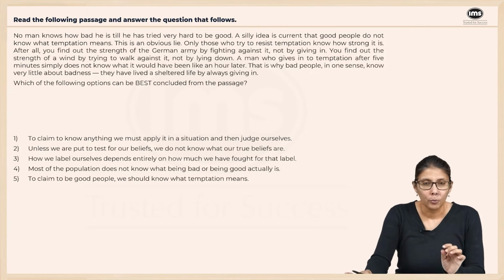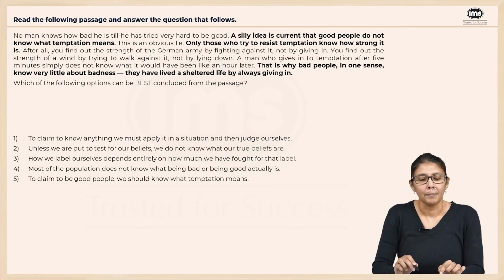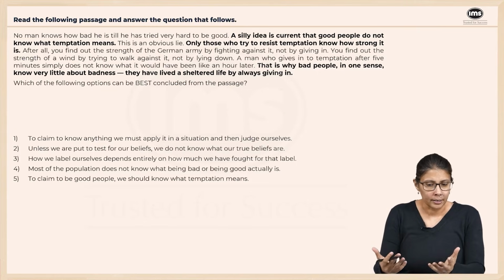First of all, we are trying to present an idea that the author says is wrong. A silly idea is current that good people do not know what temptation means. This is what people generally believe. Then the author says, but obviously that's incorrect, only those who try to resist temptation know how strong it is. Then there are a few examples to explain this.